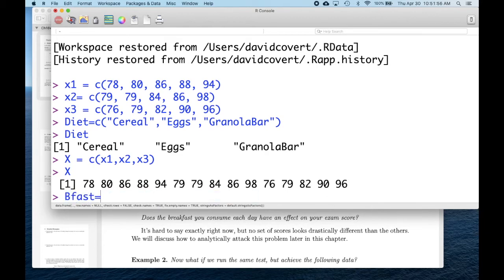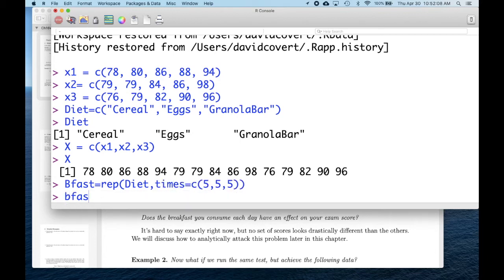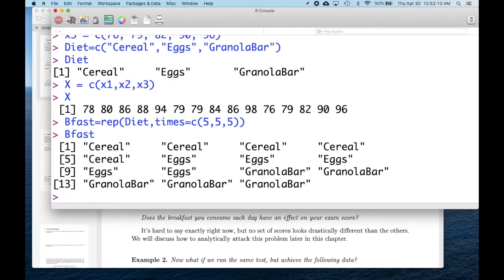Let's call it breakfast. I'm going to repeat the diet string, and I'm going to do this 5 times each. So if I were to look at breakfast, you get cereal 5 times, eggs 5 times, and then granola bars 5 times. And now finally, let's call data df the data frame of X with breakfast.